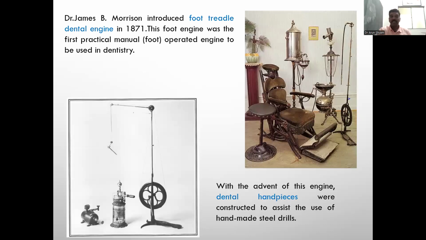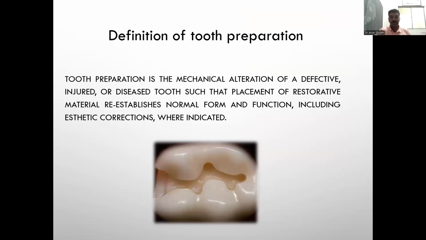So the first dental engine was introduced by Dr. James B. Morrison in the year 1871. This foot engine was the first practical manually operated engine to be used in dentistry. With the advent of the engine, dental handpieces were constructed to assist the use of handmade steel drills.